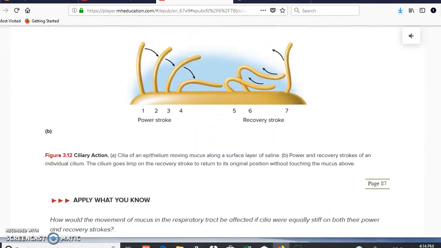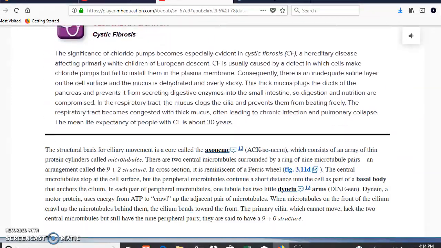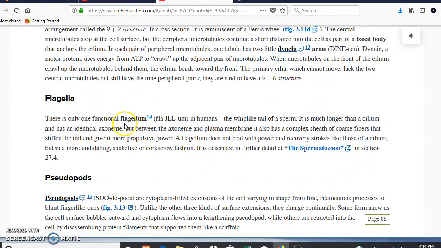If we scroll down, another extension from the cell membrane is going to be the flagella. Flagella in this case is located in specialized cells such as the spermatozoa. The spermatozoa are going to use the flagella for movement as well, but this is going to be for propulsion purposes in the case of the spermatozoid.